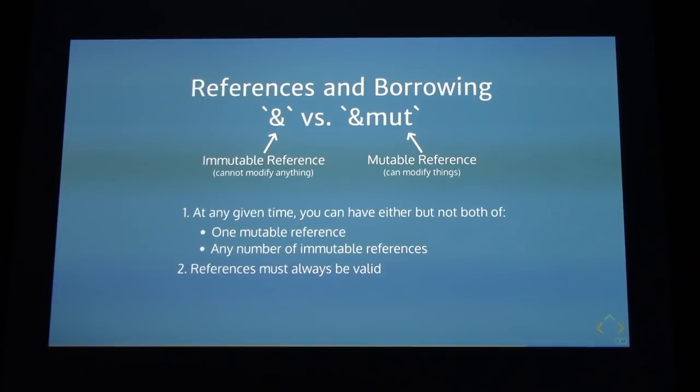The second rule is that references must always be valid. That means that if you're borrowing from a variable, that variable can't go out of scope and get dropped before your borrow ends. And this makes it impossible to have dangling references or dangling pointers in Rust. Rust can check for both of these very difficult to debug problems and guarantee that you will never have to deal with them once your program compiles.